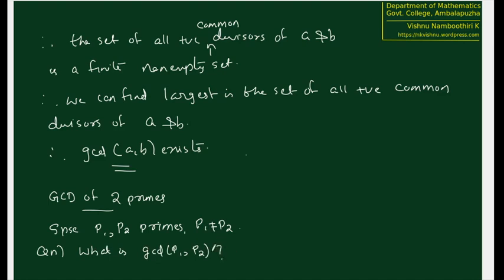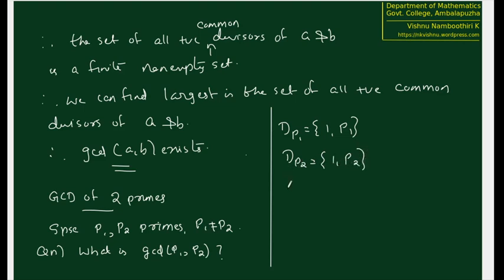What is the GCD of P1 and P2? The answer to this question quickly follows from observing one fact. What are the divisors of P1? Divisors of P1 are nothing but 1 and P1. Divisors of P2 are nothing but 1 and P2. So the common divisor, if we take P1 and P2, is definitely 1.